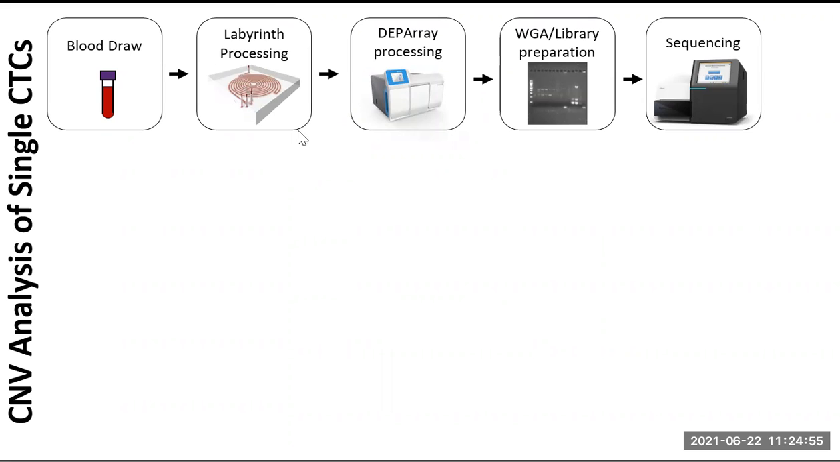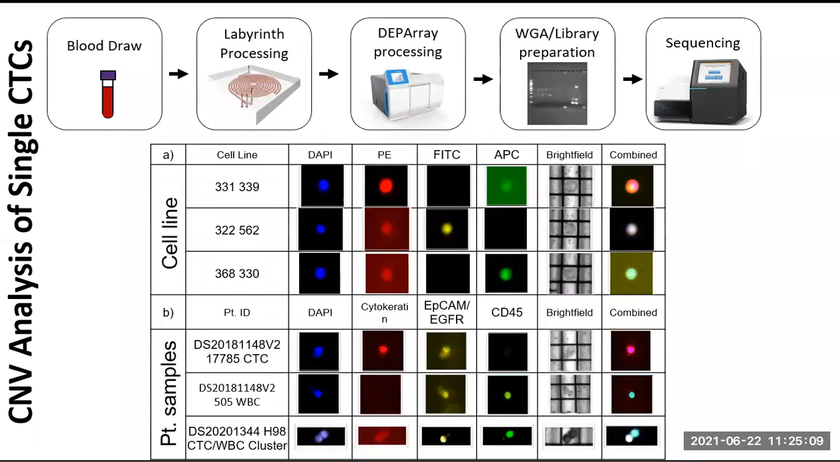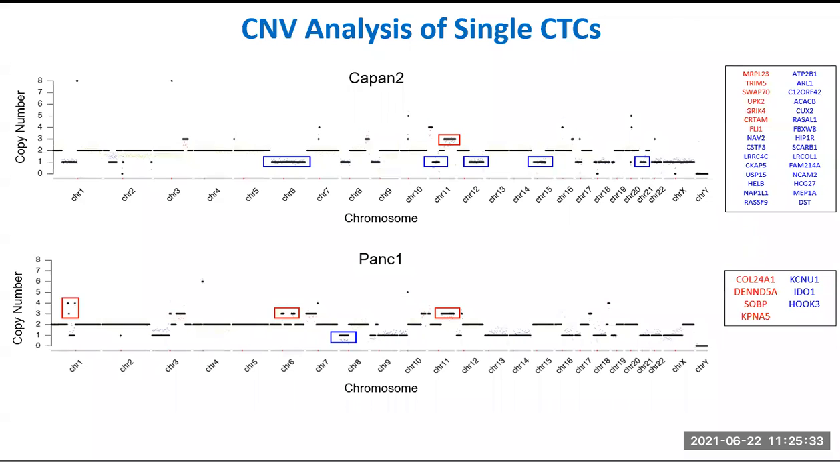So after processing from the labyrinth, the cells are loaded into the DEPArray, and then the single cells are sorted, and then we did a whole genome amplification, and then a library prep, and then we sequenced with low pass genome sequencing. So here are the cells, how they appear on the DEPArray. These are some of the cells we sorted. We sorted some circulating tumor cells along with the WBCs as a control from the same patients based on their fluorescence. So we enriched the population from labyrinth, and then we stained to select the specific subpopulations using the DEPArray. And then we collected those single cells, and then we did a low pass genome sequencing.